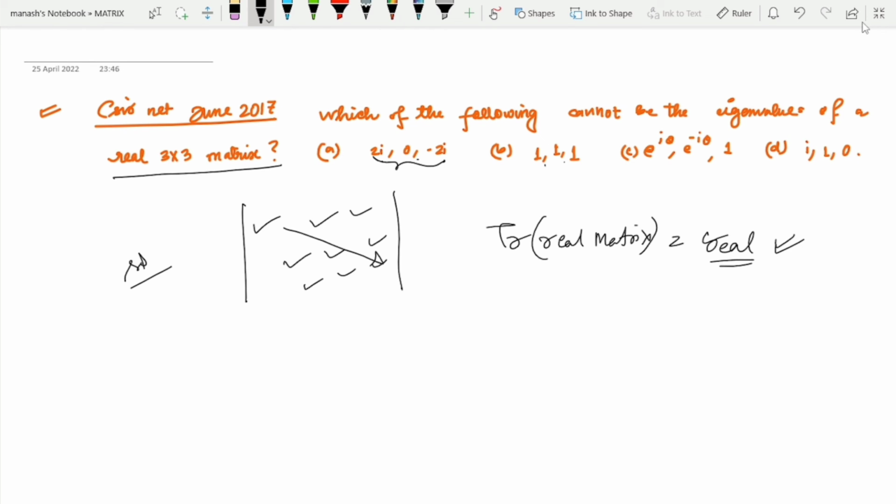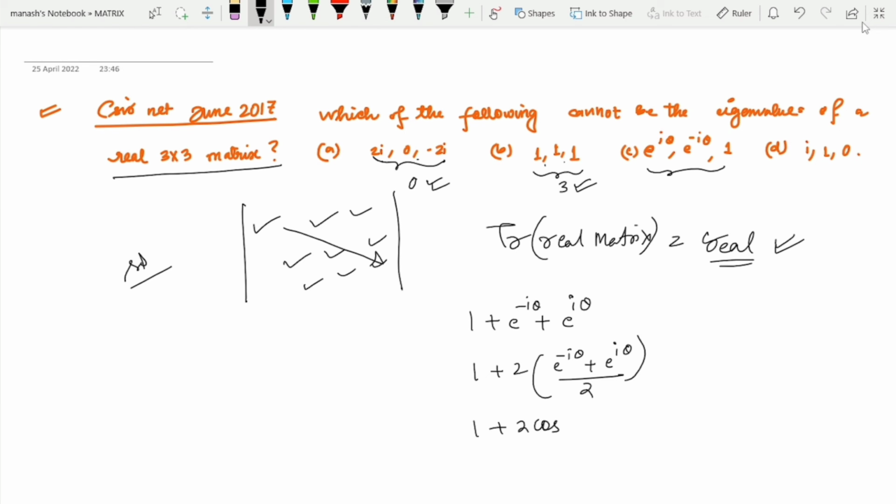So see, the sum of the eigenvalues is 0, it is real. The sum of the eigenvalues is 3, it is real, right? Here the sum of the eigenvalues is 1 plus e to the power minus i theta plus e to the power i theta. See, it seems that it is not real, but you can solve this like 2 times e to the power minus i theta plus e to the power plus i theta divided by 2. It is 1 plus 2 cos theta, right? So see, it is real. So this is also real. But this last one, that is i plus 1 plus 0, the trace, that is the sum of the eigenvalues, is not real. So I am sorry, in the question regard, D cannot be the eigenvalue, because I am dealing with a real matrix and the trace is not real. So this is why this is the correct option, right?